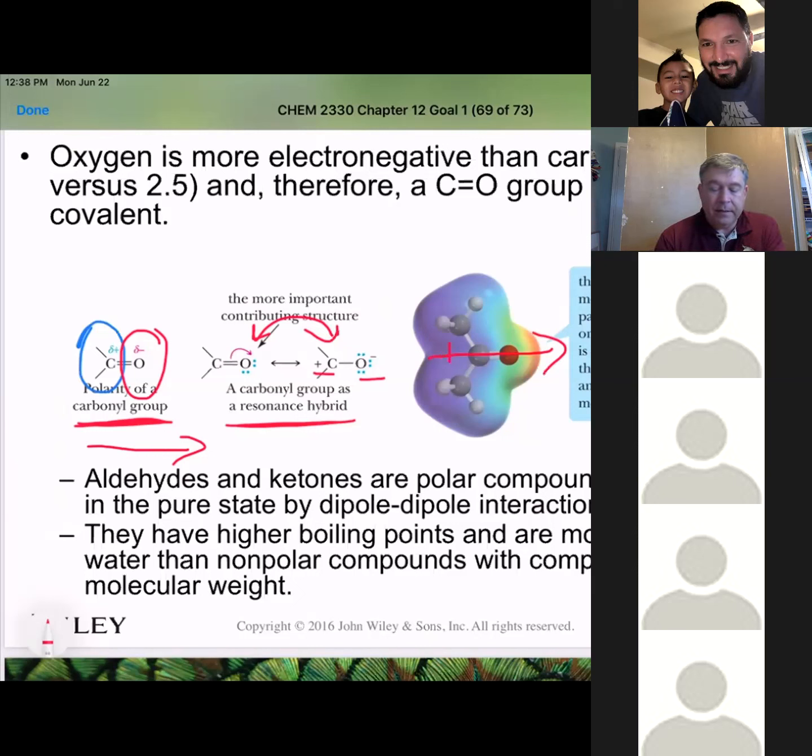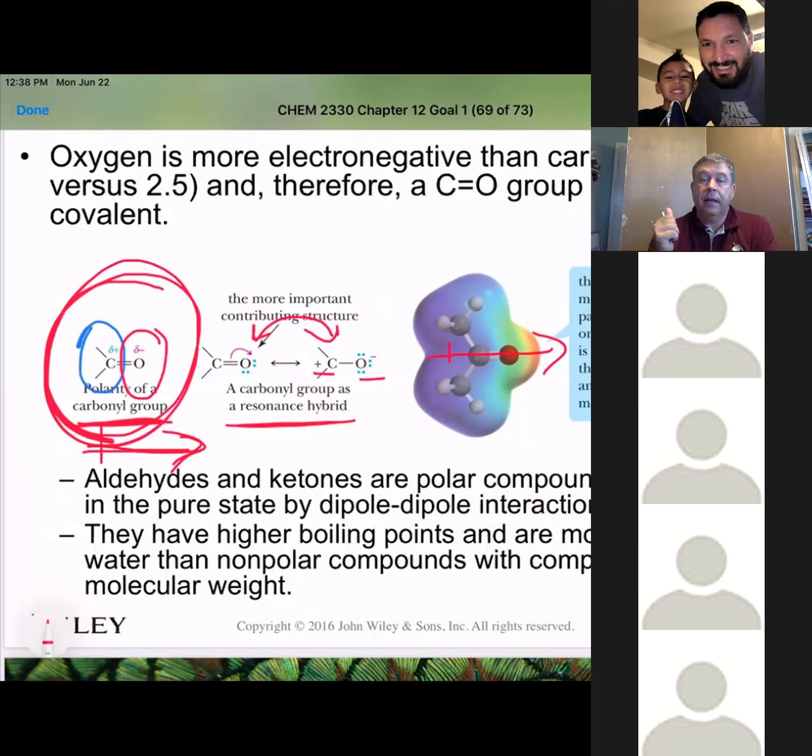So does everybody see that the key feature of the carbonyl is that the carbon is partially positive? There's a dipole moment where the positive side is on the carbon and the negative side is on the oxygen. That creates a polar compound, and that creates our reactivity for everything we're going to do for this substituent.